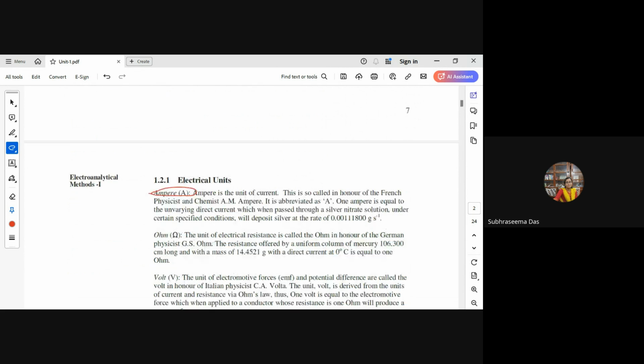Then the second common unit that we come across in electricity or electrochemistry is ohm. The term ohm is the unit of electrical resistance, and it has been given in honor of the German physicist G.S. Ohm. One ohm particularly describes the electrical resistance offered by a column of 114.45 gram of mass.